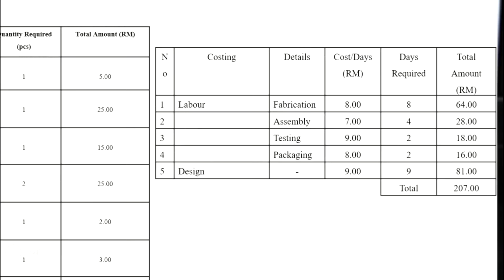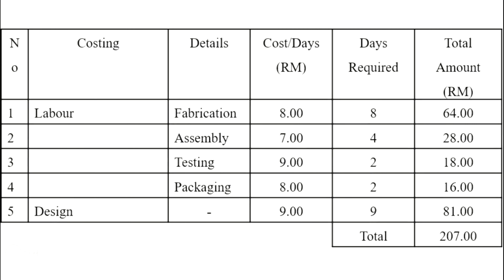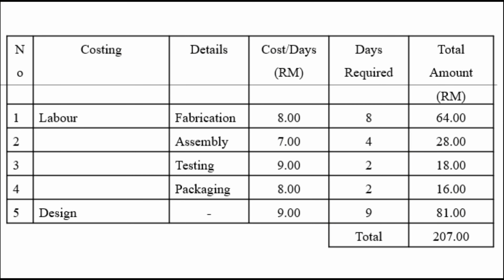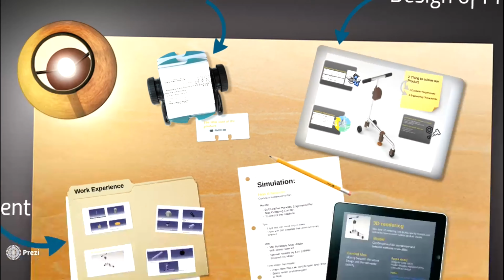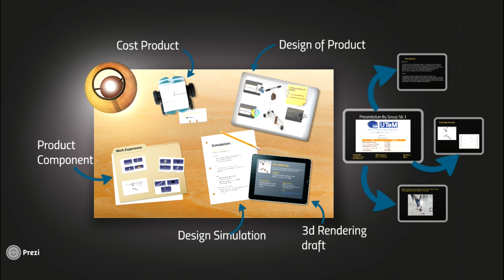Next, the labor and design cost consists of fabrication, assembling the product, and product testing. About 191 ringgit was allocated for this process. For packaging cost, we spent about 16 ringgit per product to make sure the product is safe from damage during shipping and export, so we can conclude that the total cost of this product will be about 357 ringgit.